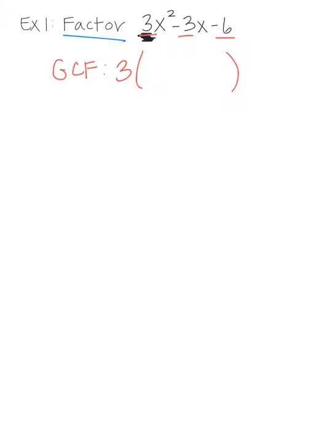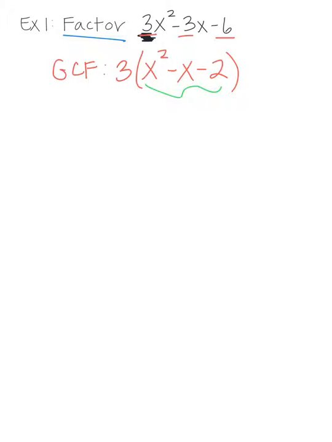When we divide 3x squared by 3, we're left with x squared. When we divide a -3x by a 3, we're left with a -x or a -1x. When we divide a -6 by 3, we're left with a -2, so we're going to subtract 2. Now we have our 3 as our greatest common factor in front, and we're left with this trinomial in our parentheses, x squared minus x minus 2.